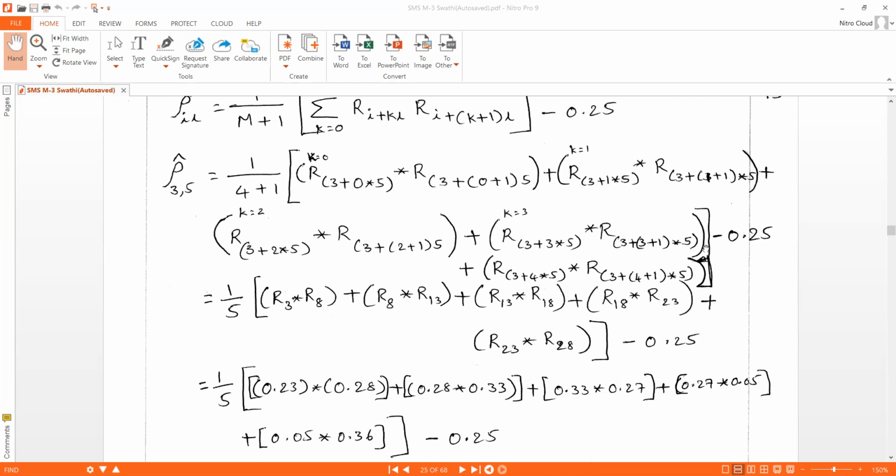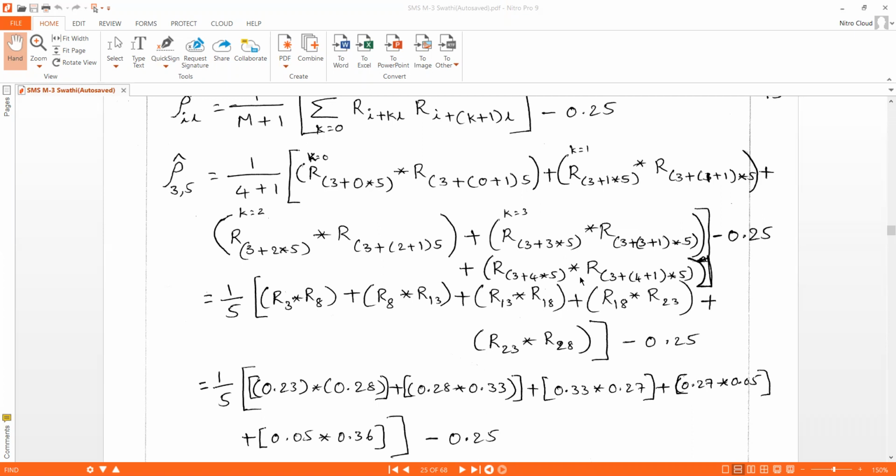Now we'll simplify this term. That is R of 3 plus 3 into 5. 3 into 5 is 15, plus 3 is 18. So R18 into R of 3 plus 3 plus 1 into 5. 3 plus 1 is how much? It is 4. 4 into 5 is 20. 20 plus 3, it is 23. So R18 into R23, plus R of 3 plus 4 into 5. 4 into 5 is 20, plus 3, it is 23.